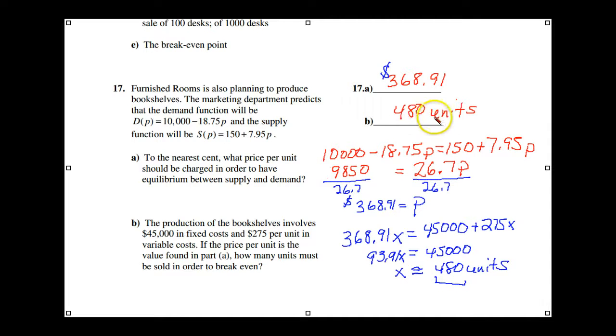480 units. Okay, I've kept this down to about 20 minutes down here, and that is section 3.8. And good luck on this.